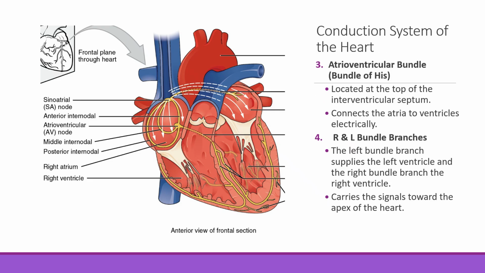Then we go to the atrioventricular bundle, or the bundle of His. This is located at the top of the interventricular septum. It connects the atria to the ventricles electrically. And then we split into the right and left bundle branches. The left bundle branch is going to supply the left ventricle, and the right bundle branch is supplying the right ventricle. And that's going to carry the signal towards the apex, or the pointy part of the heart.